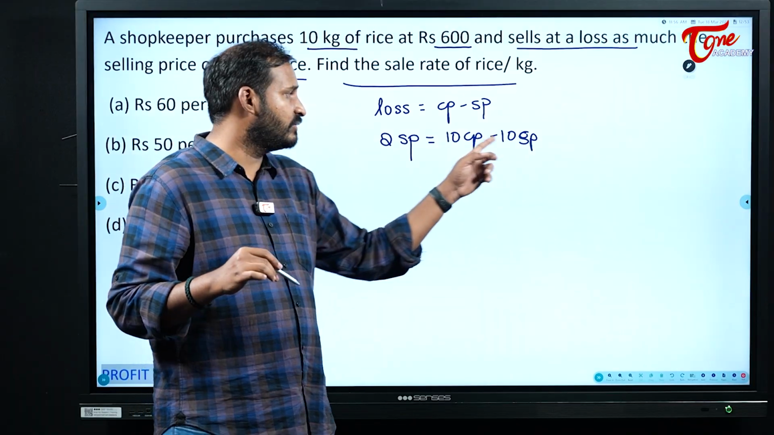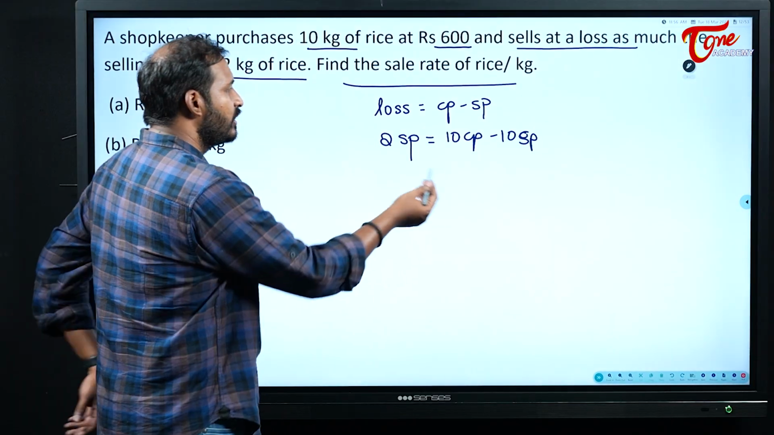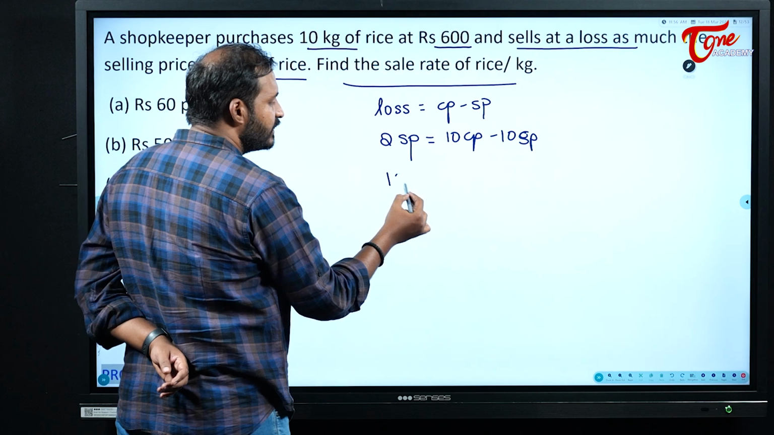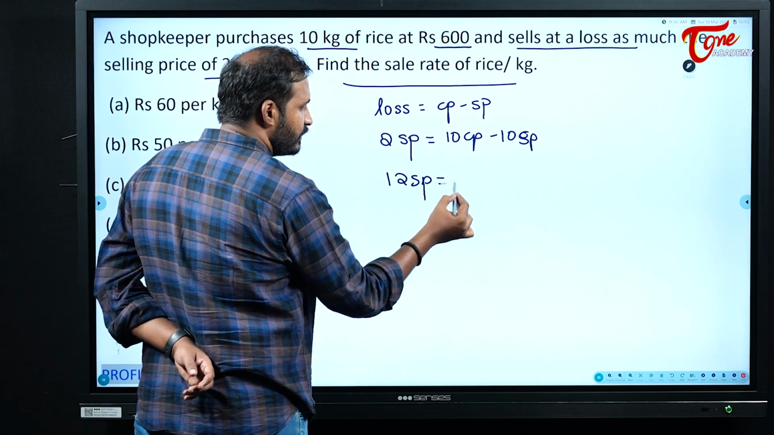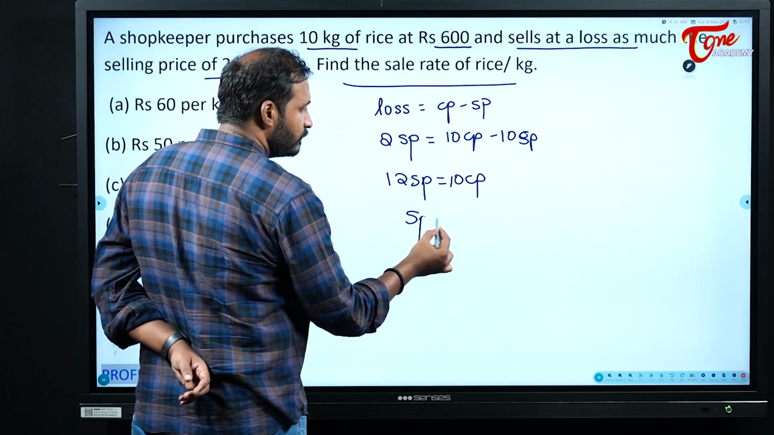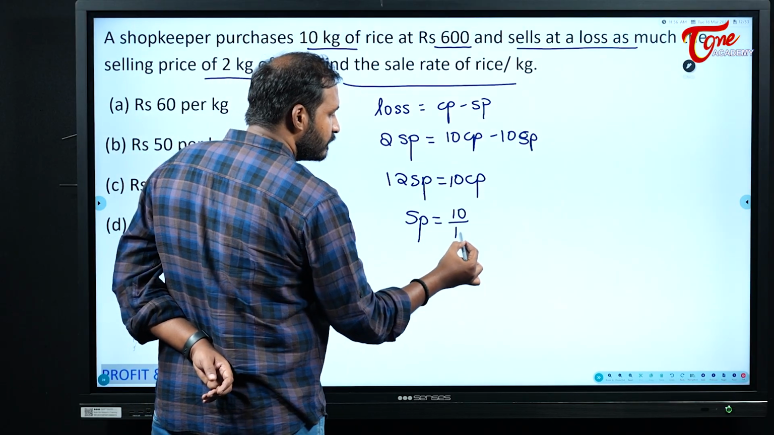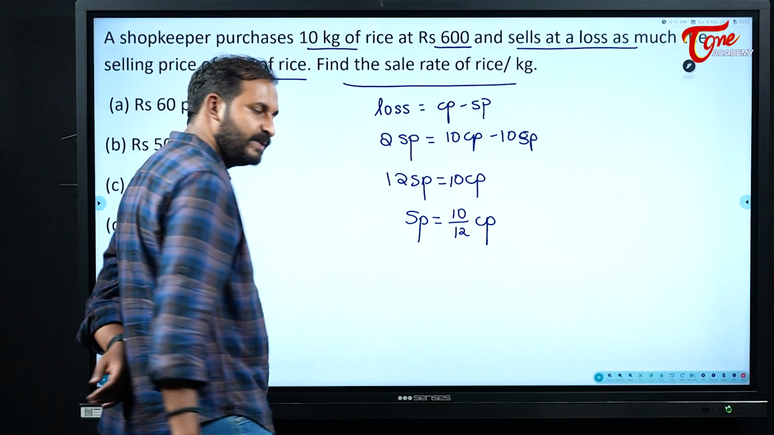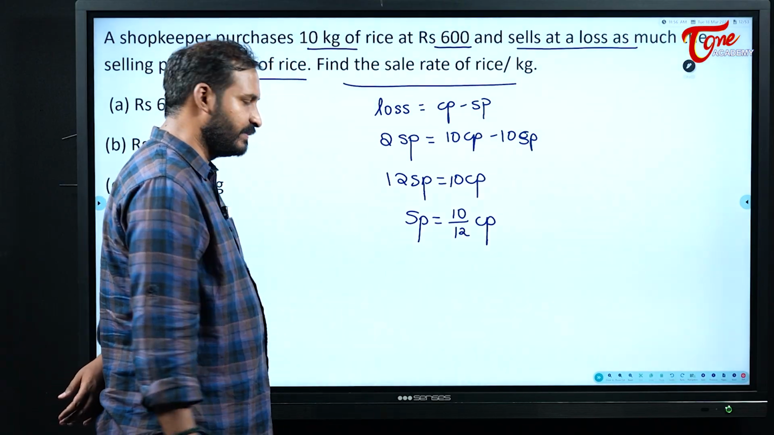So 2 SP is equal to 10 CP minus 10 SP. Now when I send that 10 SP to this side, it becomes 12 SP is equal to 10 CP. From this, what can I write? SP is equal to 10 by 12 CP.